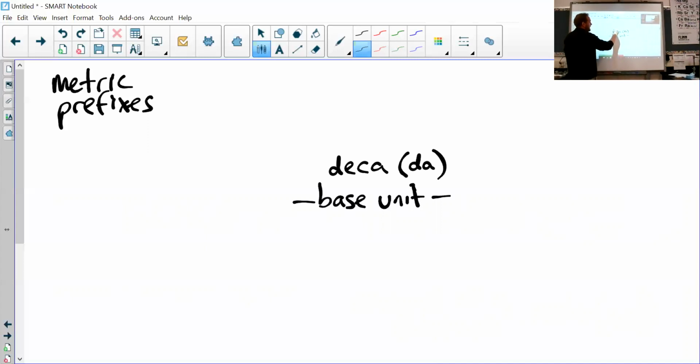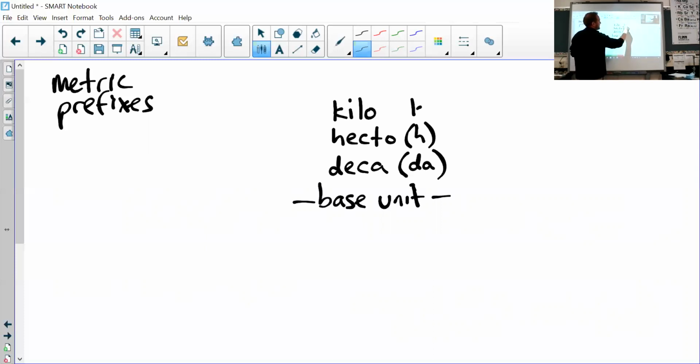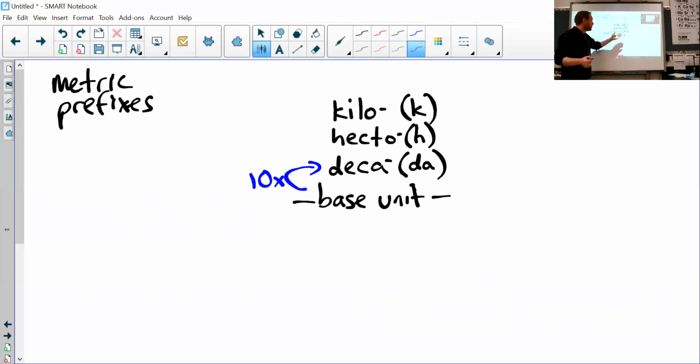If we go above deca, we have another rarely used prefix called hecto, which is h. And above that, here's our good friend kilo, which is lowercase k. So we have a lowercase k, lowercase h, and lowercase da. And really, I should put a dash here, because these are prefixes which come before. Now, how many times bigger are these? The idea behind the metric system is it's in units of 10. So deca is 10 times bigger. 1 decameter is 10 times bigger than a base unit meter, or liter, or gram.